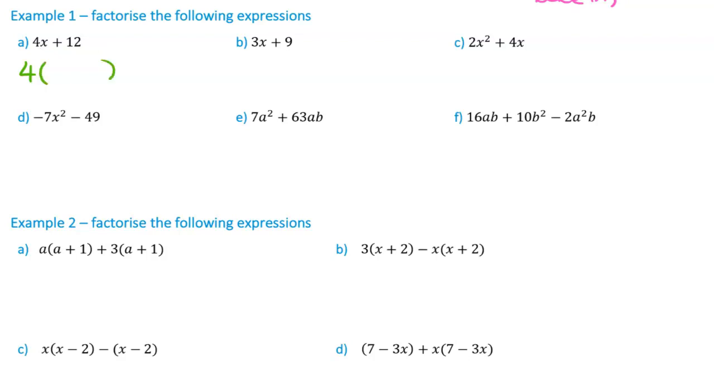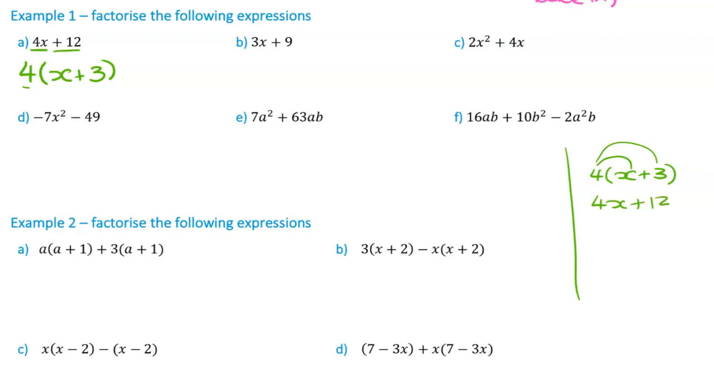So now we put in our brackets. 4 times what is going to give us 4x? Hopefully you recognise that's x. And then we need something times 4 to give us plus 12. Hopefully you recognise that's going to be 3. Now, on the side of your page, you could check that. You could do 4, and then in brackets, x plus 3. 4 times x is 4x. 4 times 3 is plus 12. Is that what the question was?